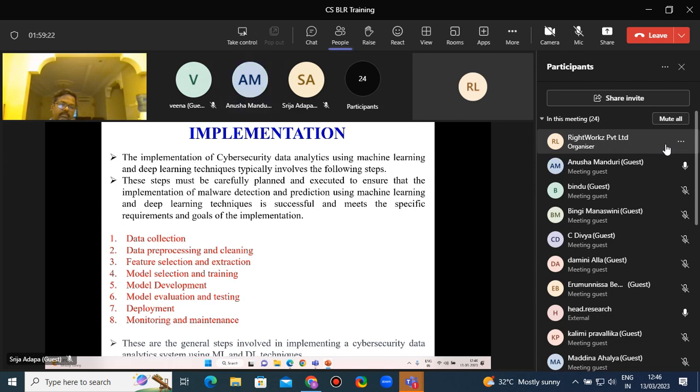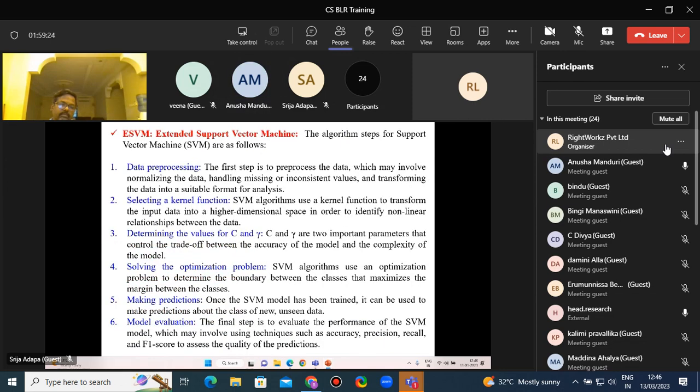SVM algorithm. The algorithm steps for support vector machine are as follows. First one is data preprocessing.